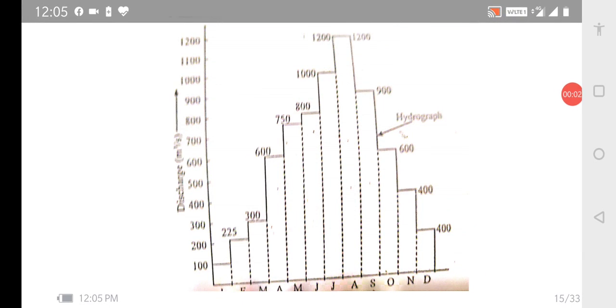So we shall now discuss hydrograph. We have just shown one hydrograph here. The hydrograph is a graph showing the rate of flow, that is the discharge, versus time. So on the x-axis you have time and on the y-axis you have the discharge, that is the rate of flow.